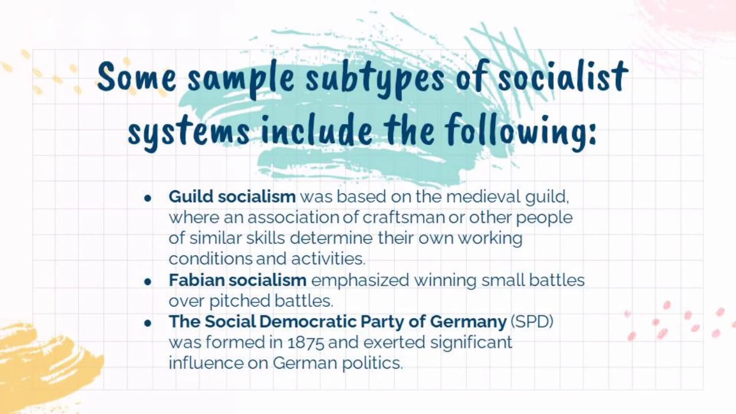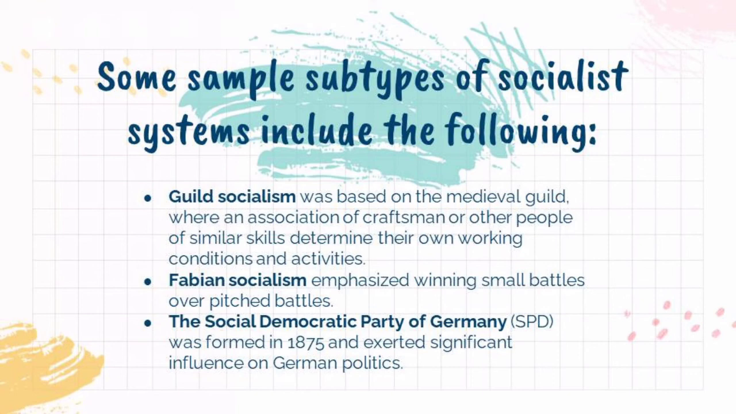Some sample subtypes of socialist systems include the following. Guild socialism was based on the medieval guild, where an association of craftsmen or other people of similar skills determined their own working conditions and activities. Some of these guild socialists thought that there should be a government that coordinated the activity of different guilds, while others thought that the state should be limited to providing protection.